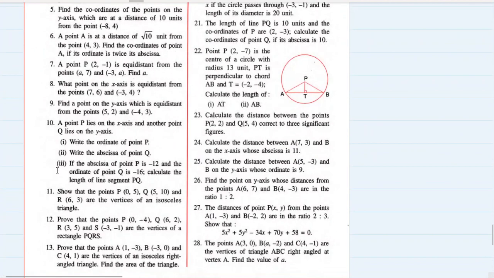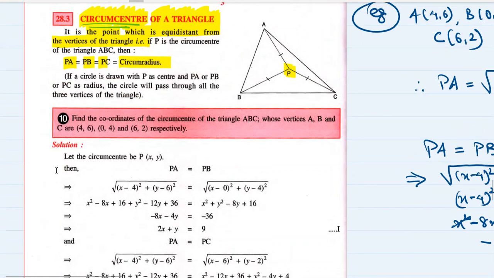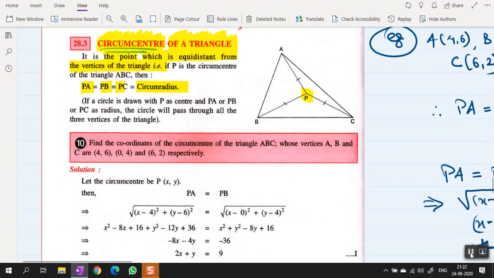Okay, so there is just one simple exercise, 28 questions in it. The chapter is over very quickly. I hope you like this chapter, a very easy chapter.